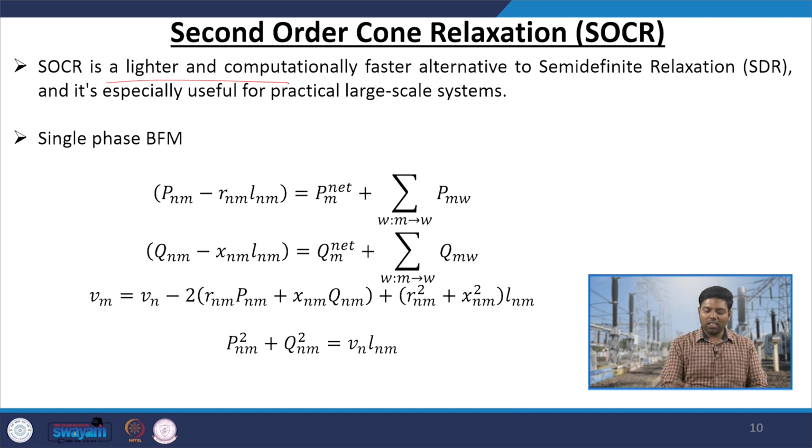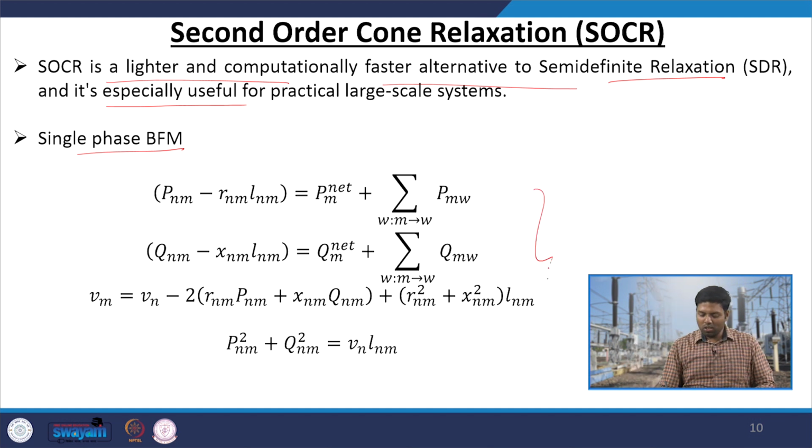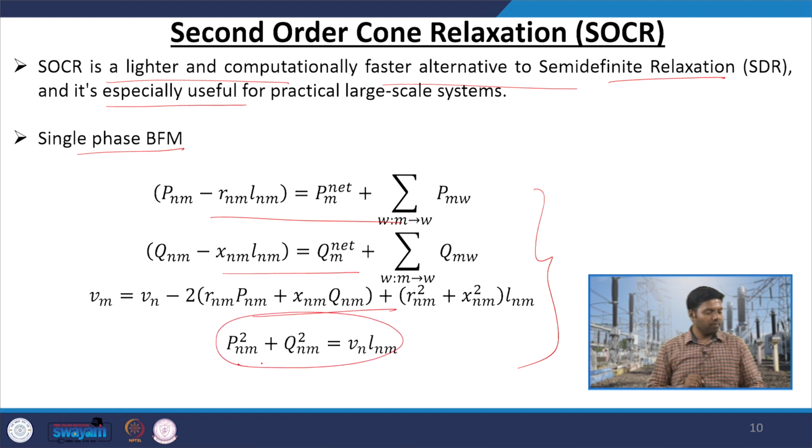So, SOCP relaxation is faster compared to your semi-definite relaxation, but for that we will start the relaxation with the single phase branch flow model. We will come to that, why I started with the single phase one. So, this is your single phase branch flow model, this is your active power balance, this is your reactive power balance, this is your voltage, and this is the relationship between active power flow, reactive power flow, square of voltage and square of current, right.